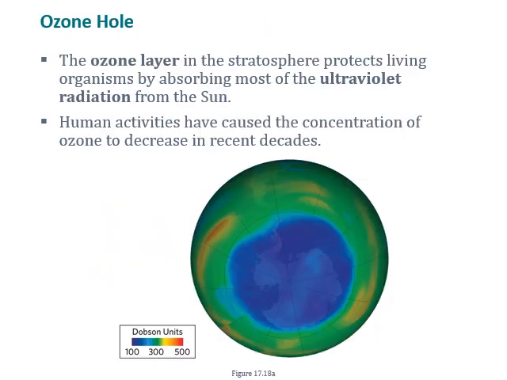The picture below is the ozone layer with a large hole in it. The ozone layer in the stratosphere protects living organisms by absorbing most of the ultraviolet radiation from the sun. The hole has been caused by human activities and reduced the concentration of ozone in recent decades.